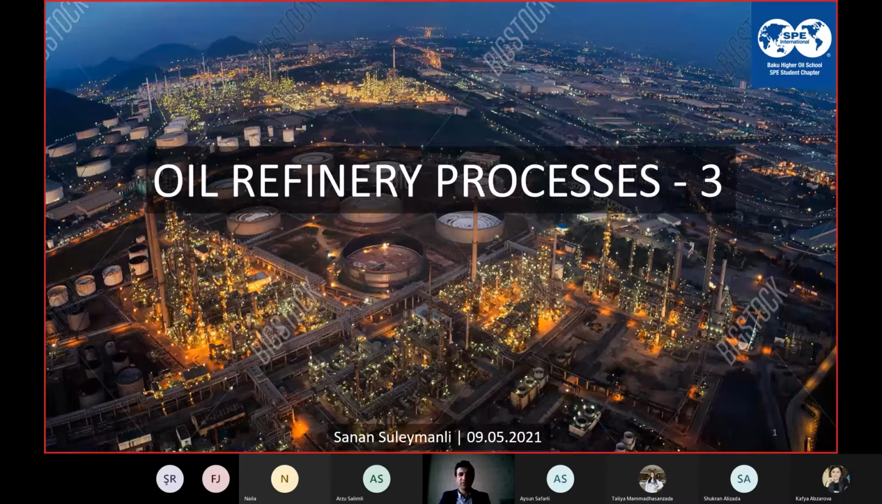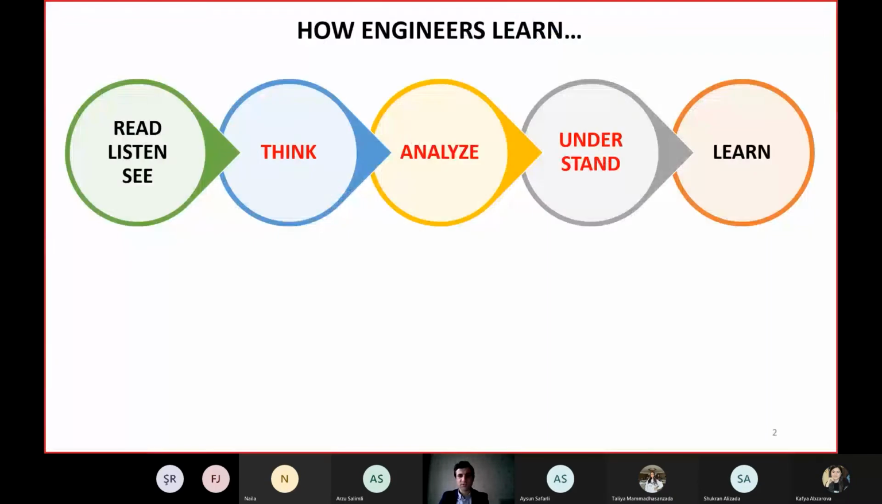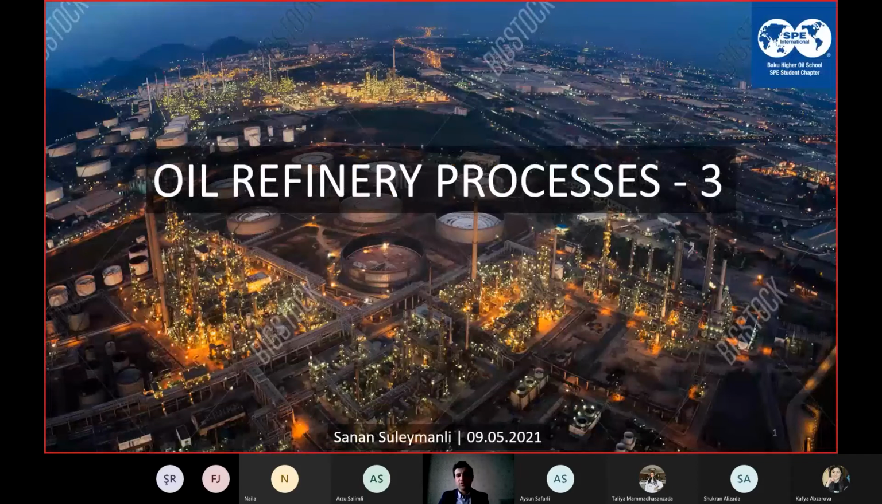This is the third session of the oil refinery processes. Still, three sessions are not enough for such a huge process, but I will try to summarize the most important parts of the processes at the oil refinery.